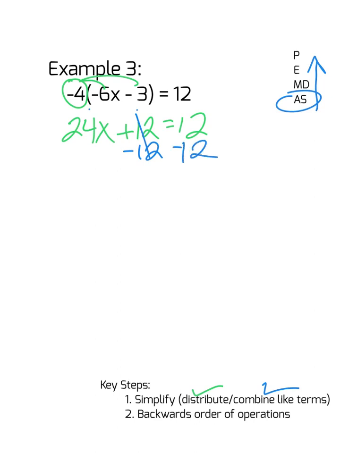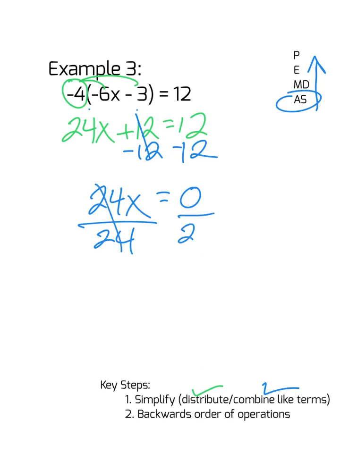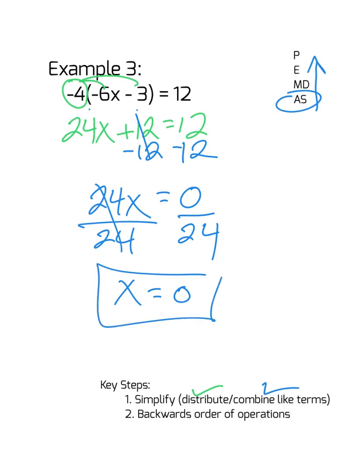Whatever I do to one side, I do to the other. So I'm going to bring down my 24x, my equal sign, and 12 minus 12 is 0. Then I have 24 times x equals 0, and so my final step is to divide both sides by 24 to cancel out that multiplication. Divide by 24, x equals 0.